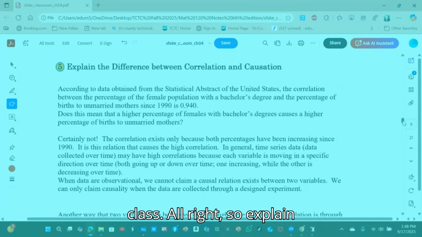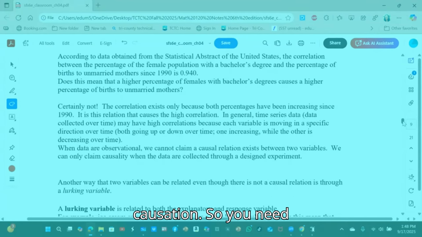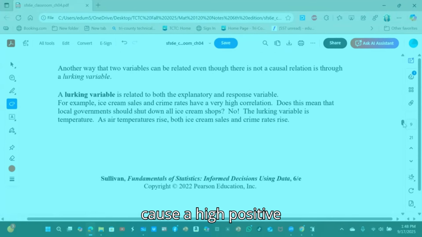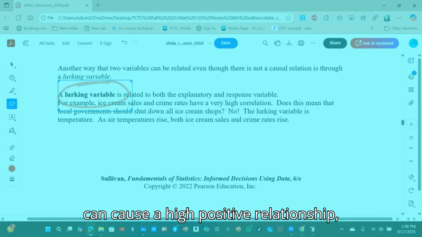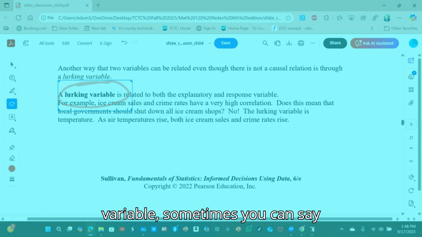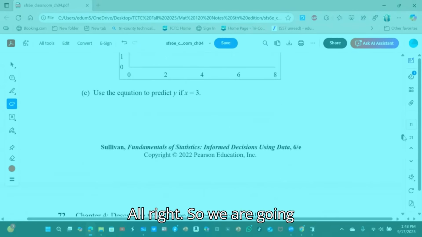Explain the difference between correlation and causation. You need to work on this. What can cause a high positive relationship? A lurking variable can cause a high positive relationship even though the variables are not related. Sometimes you can say an outlier can cause it.